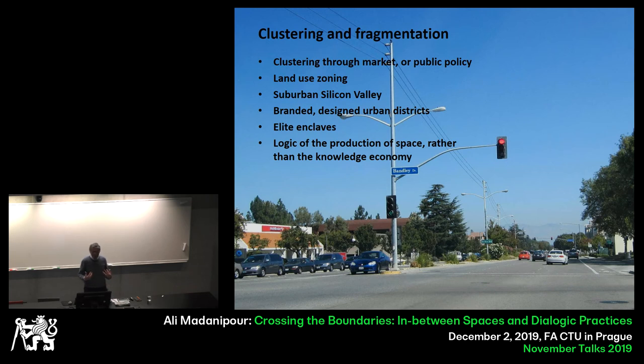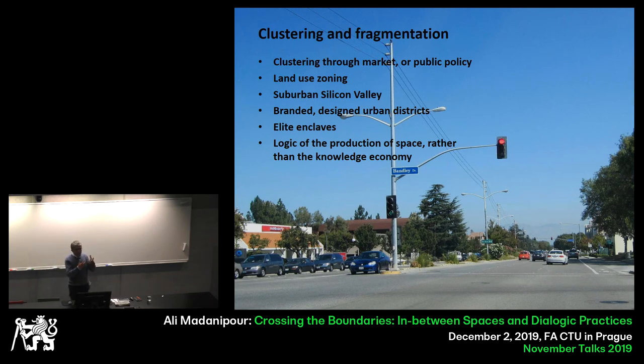Now they talk about clustering of innovative businesses, high-tech companies. And they want to do it through public policy. And in this case, there was no such public policy. It was just gradual accumulation of these firms around Stanford University. But that suburban character has now become the model that many science cities around the world are built on.